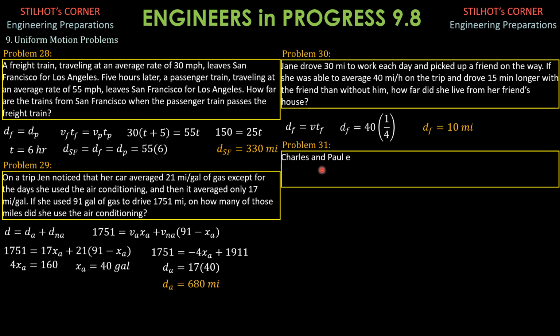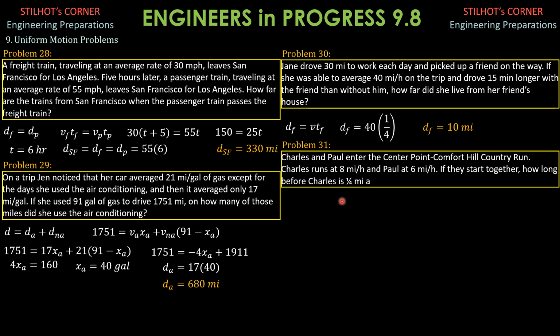Problem 31. Charles and Paul enter the Center Point Comfort Hill Country Run. Charles runs at 8 miles an hour and Paul at 6 miles an hour. If they start together, how long before Charles is 1/4 mile ahead of Paul? So distance of Charles is distance of Paul plus 1/4. So d sub p plus 1/4. Distance equals rate times time, speed times time.